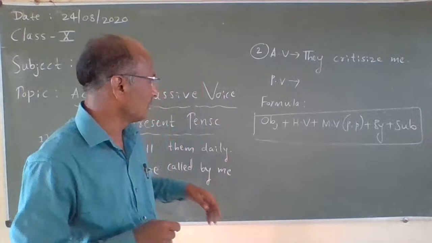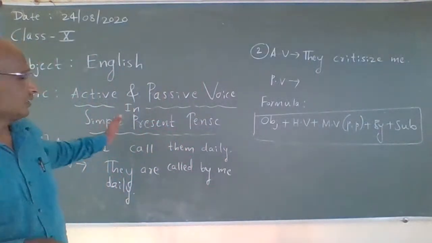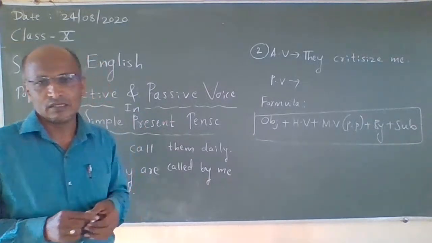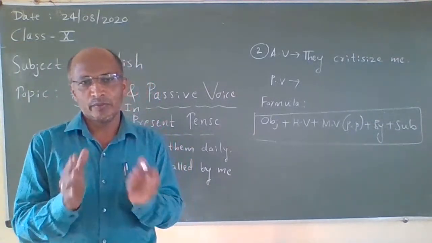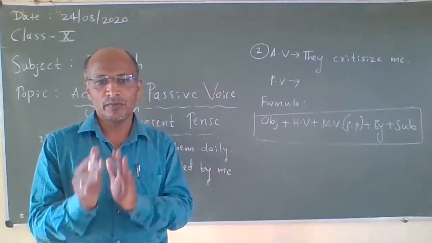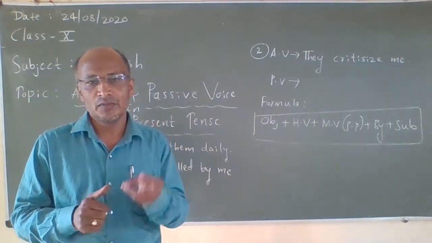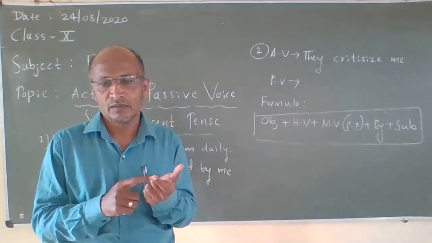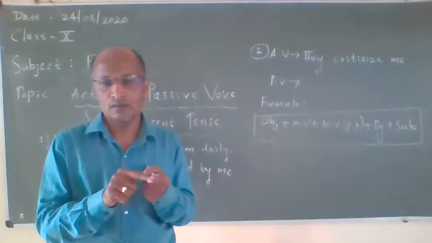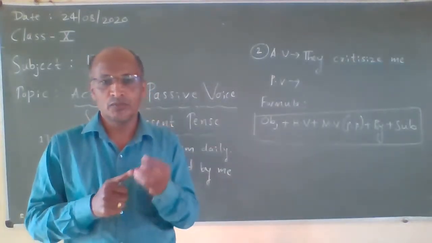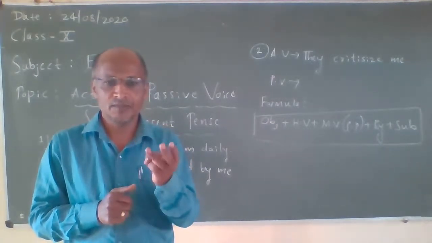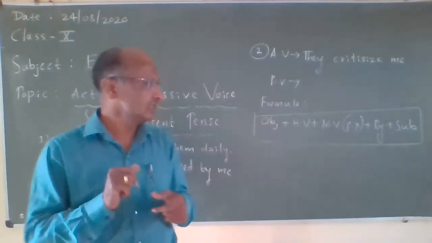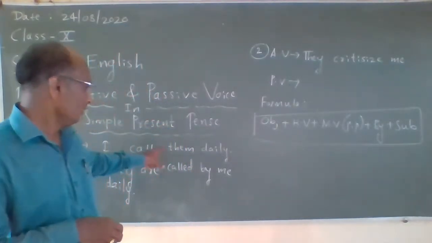See, let me give you an example. Say, active and passive voice in simple present tense. Okay. When we want to change from active to passive in simple present tense, we need to take a look at the three important helping words: am, is, are. When changing the active into passive, we should take care of the three helping verbs: am, is, are. Right?